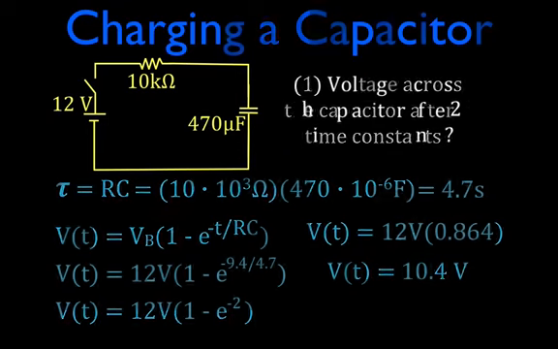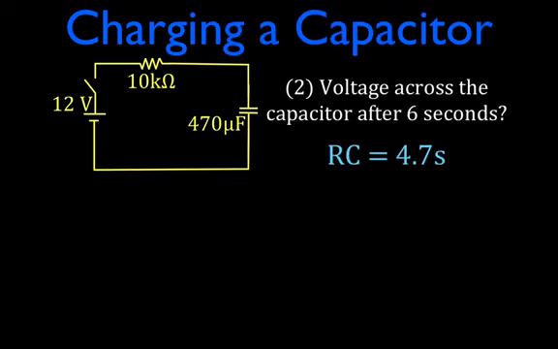So that's with time constants, and then the next thing we're going to do is at a specific time, 6 seconds. RC is our time constant again, because we're going to use the same equation.